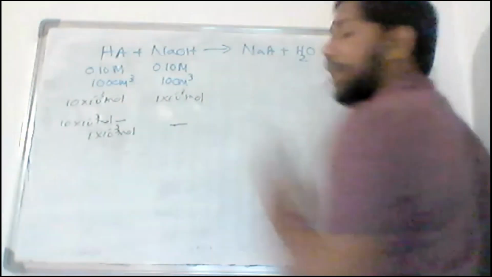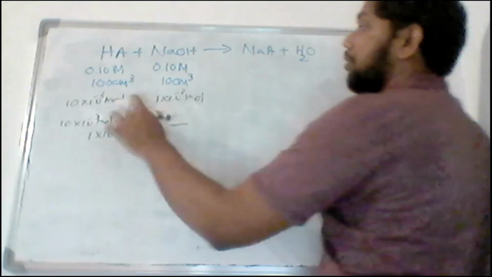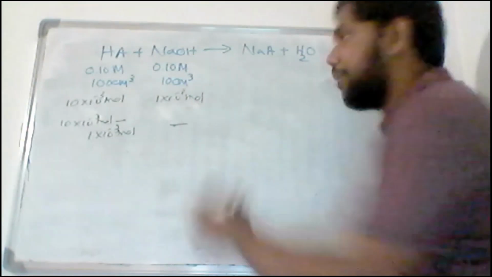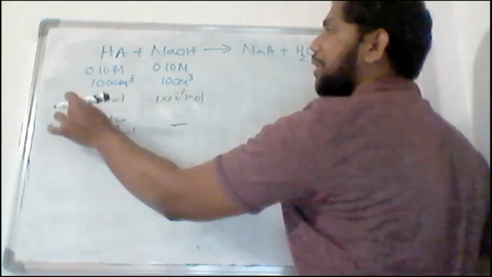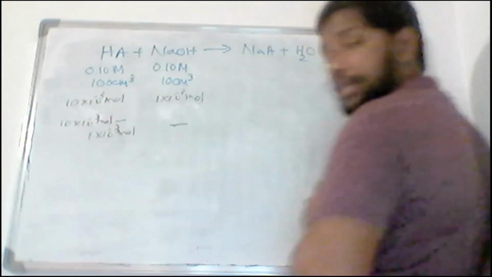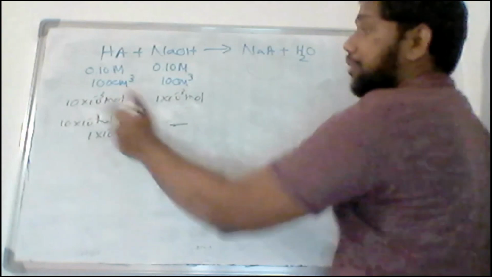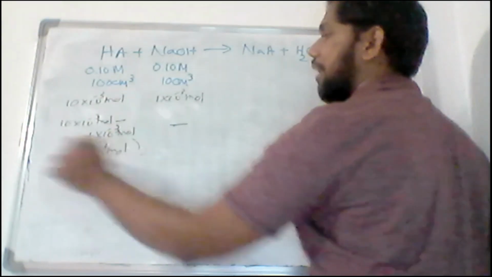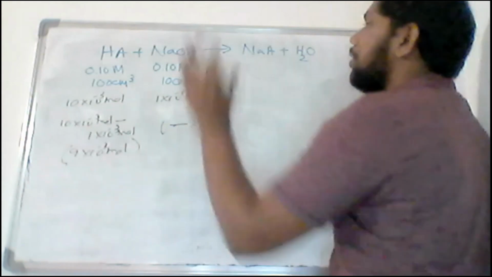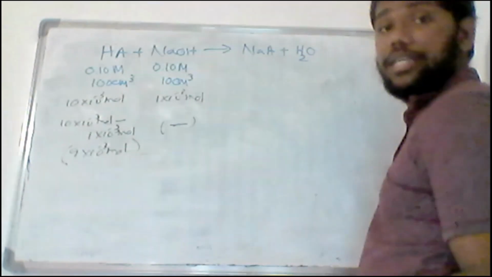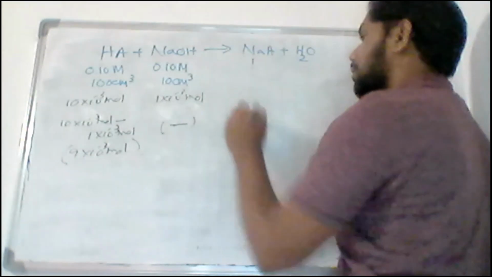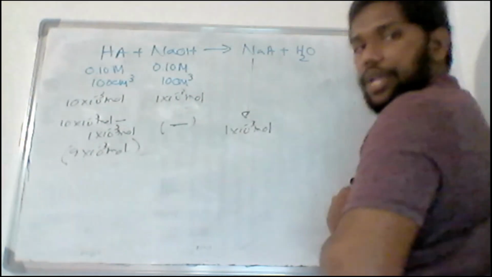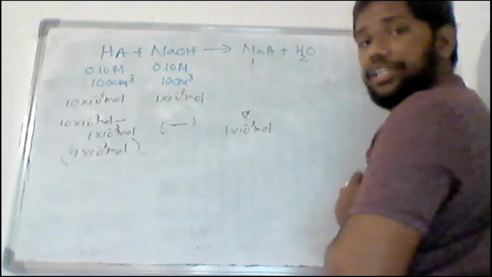So there will be no NaOH at the end. The HA remaining is 10 into 10 to the power minus 3 minus 1 into 10 to the power minus 3, which is 9 into 10 to the power minus 3 moles. The same amount that reacted as NaOH is the amount of salt that forms, so this will be 1 into 10 to the power minus 3 mole. You can imagine how much you put in, that much salt is formed.